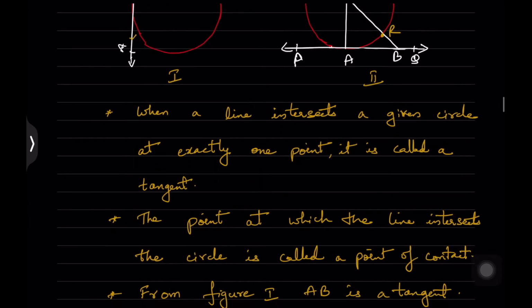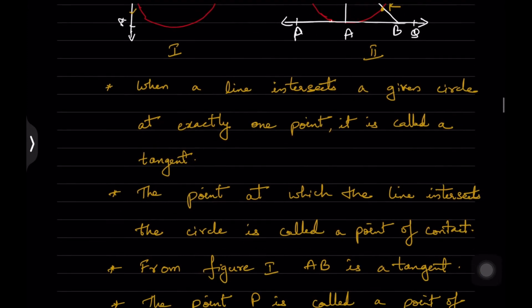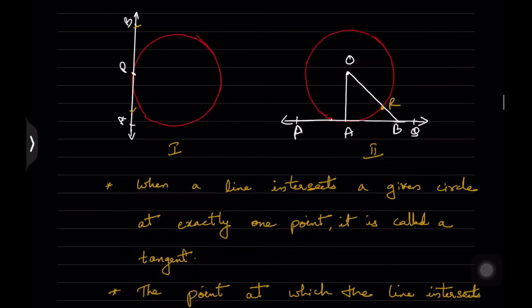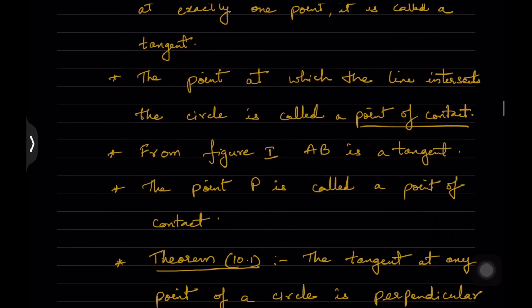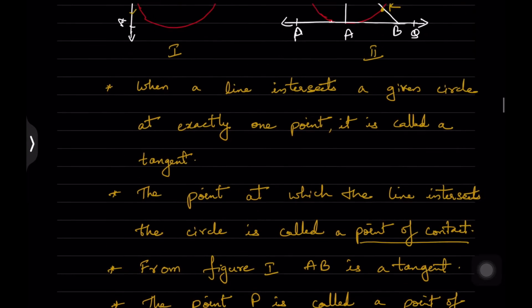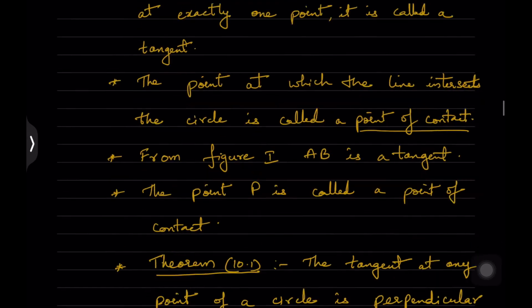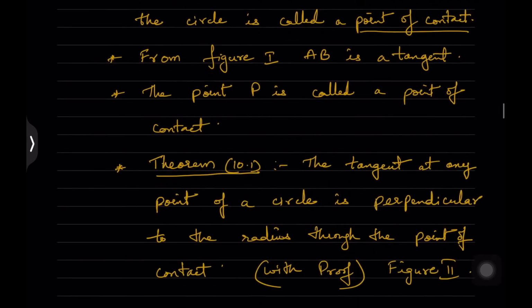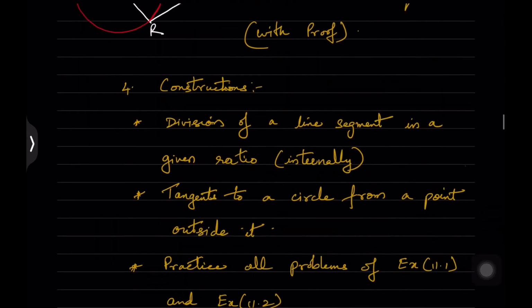And this point where it is intersecting is called the point of contact. That is, this point P is called the point of contact. So now you can see here from figure 1, AB is called the tangent and P is called the point of contact.